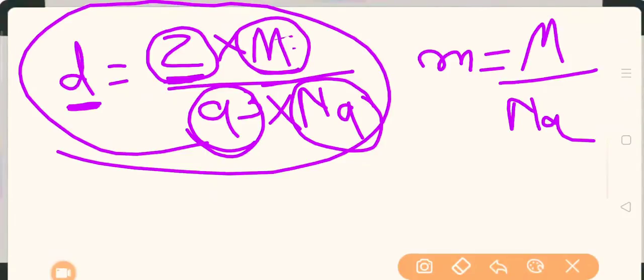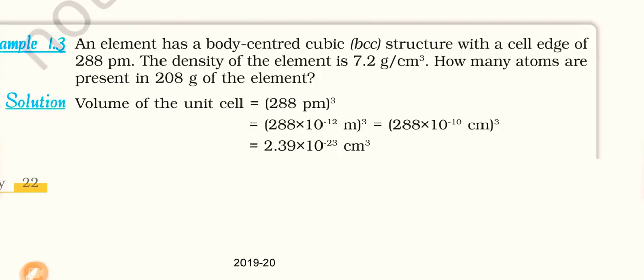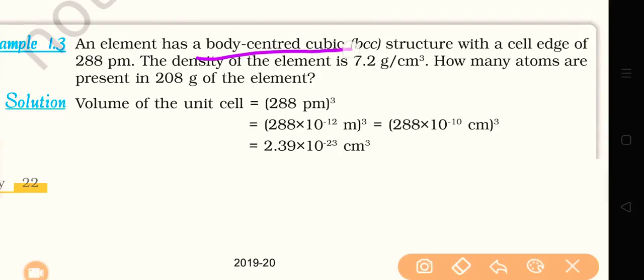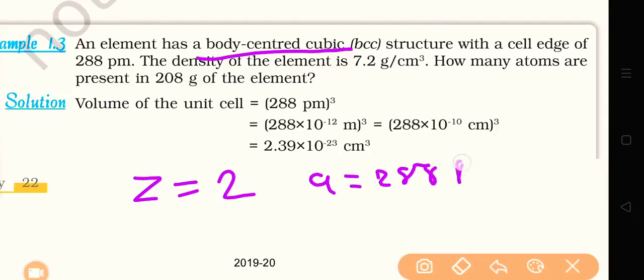And now let us move on to examples. 3 examples are mentioned, but 2 of them are comparatively simple, so we will discuss only the complicated example. First example is complicated, so let us discuss it first. Example 1.3: an element has a body centered cubic structure, that means it has BCC structure. So number of atoms, that means Z, is equal to 2. The structure has a cell edge of 288 pm, that means a is equal to 288 pm.